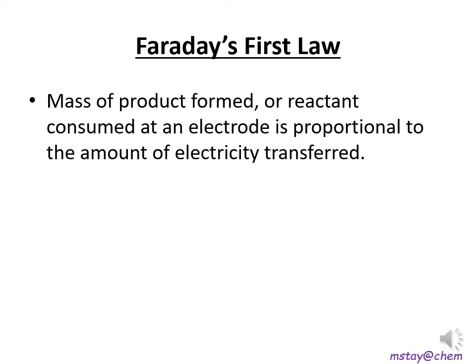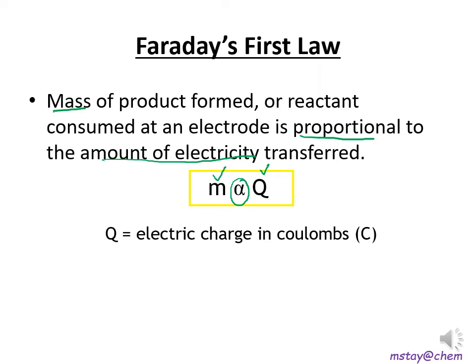So Faraday's first law tells us that the mass of the product formed or the reactant consumed at the electrode is proportional to the amount of electricity. Here the mass of the product is represented by the symbol small m, proportional to the amount of electricity, which is Q, capital Q. So what does Q stand for? Basically, Q is the electric charge, in the unit of coulomb. m is the mass of the substance discharged or formed.